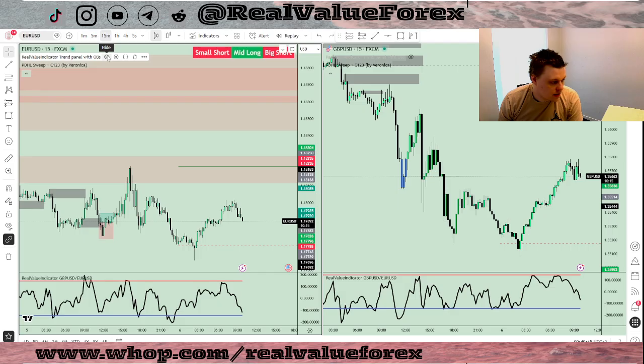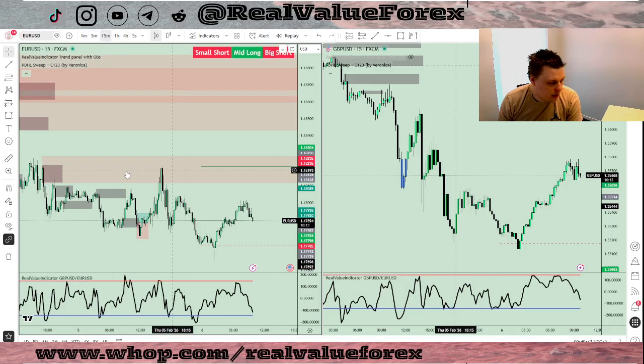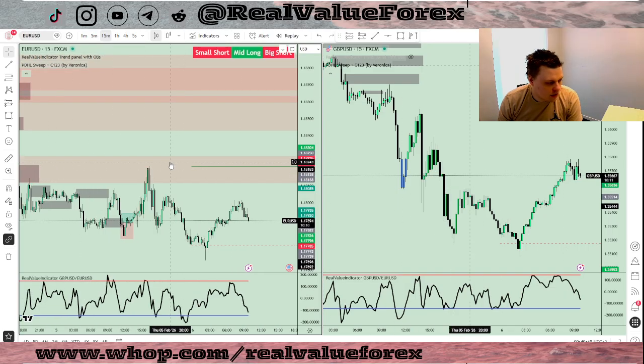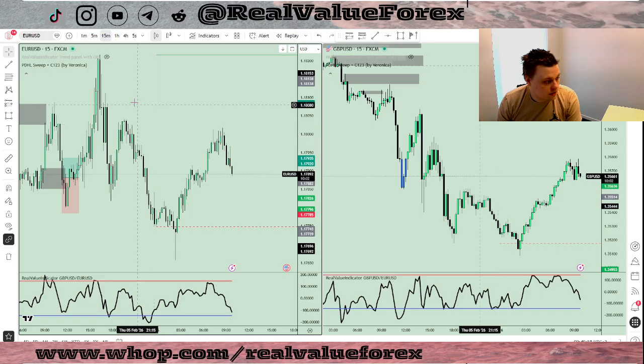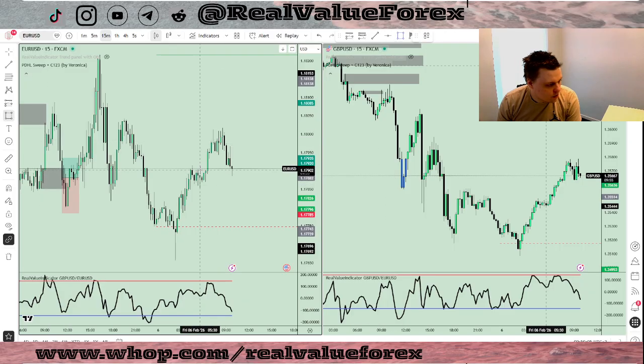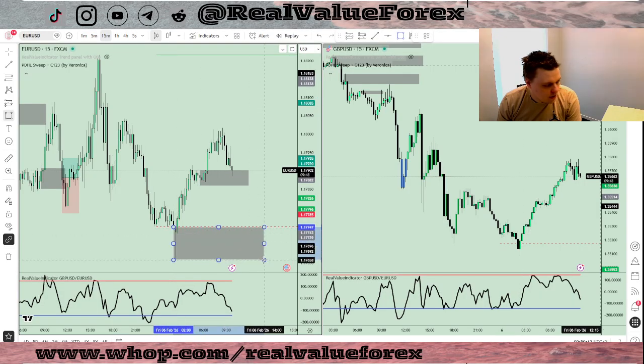Now let's check my own indicator. What we have, yeah, resistance up there. Mid-term trend is long and bigger term is short. That's what everything seems to show in here as well. We actually have an order block in here, and with EURUSD we have the next order block in here. I wouldn't consider those as A+ setups, but I would still take them.